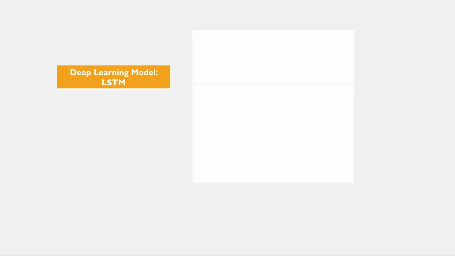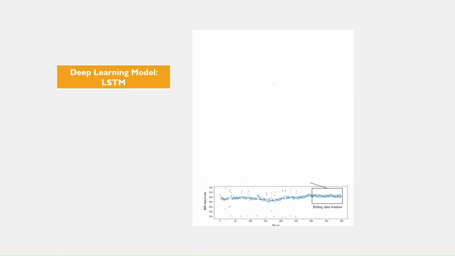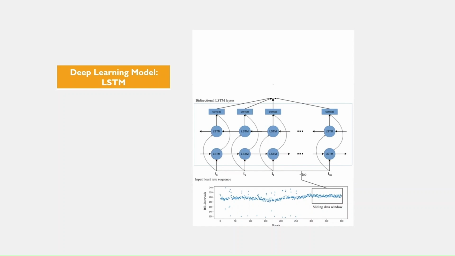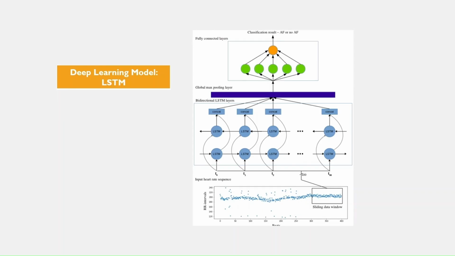For the deep learning, we first chose the LSTM AI model, and how it works is, we chose 100 heartbeats, represented here by a blue dot. We took a group of 100 heartbeats. We fed them into a bidirectional LSTM layer, followed by a max pooling layer, and then a fully connected layer where the network will generate an output signal, 0 or 1. 0 indicates no atrial fibrillation, 1 indicates the presence of atrial fibrillation.